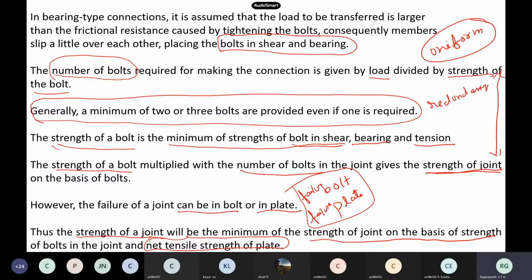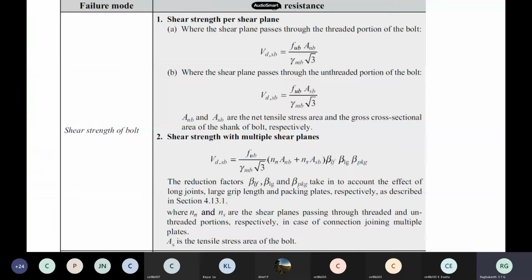And if you want to calculate the strength of an individual bolt, it is the minimum of the bolt strength in shear, bearing, and tension. Then if you want to find out the strength of a joint on the basis of bolts, you multiply the strength of a bolt with the number of bolts, you will get the total strength of the joint. But failure of a joint means bolt failure is a failure, plate failure is also a failure. So both you have to verify, whichever is the minimum, that is the strength of the overall joint itself. So these are the steps.